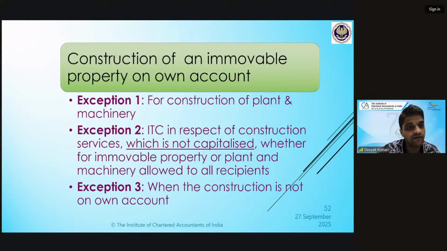No, correct. The farmer is either unregistered, or even if he becomes registered, if he does only supply of agricultural goods, which is exempted, then it will be exempted. So a farmer cannot claim ITC on the tractor purchase, Pranav. Yes, agriculture purpose is exempted.